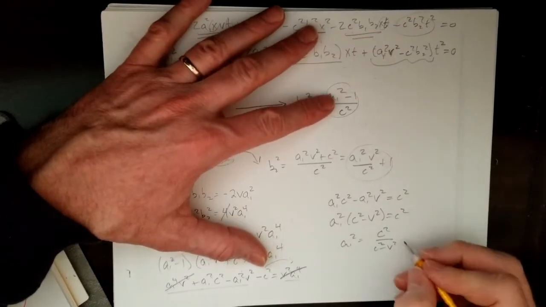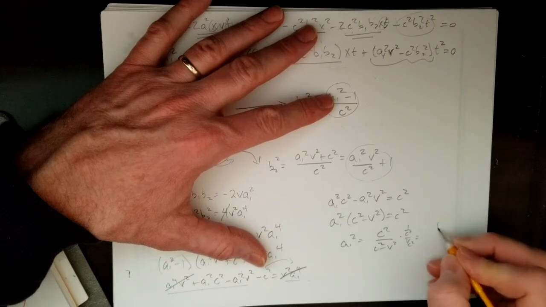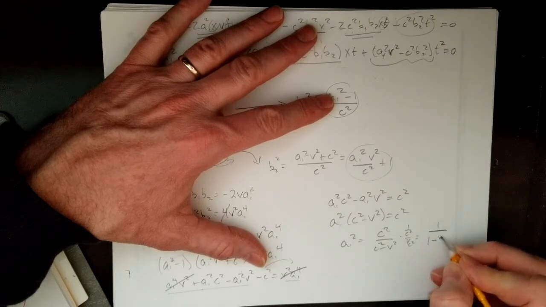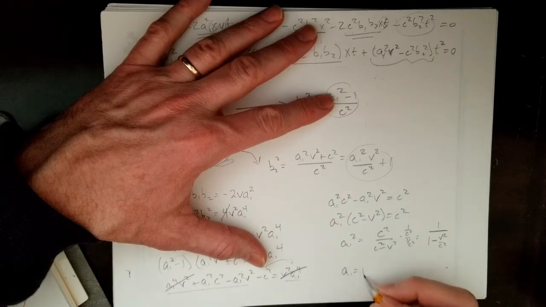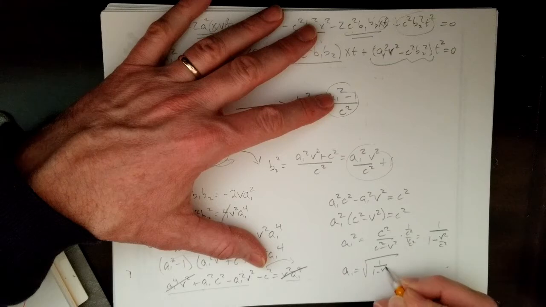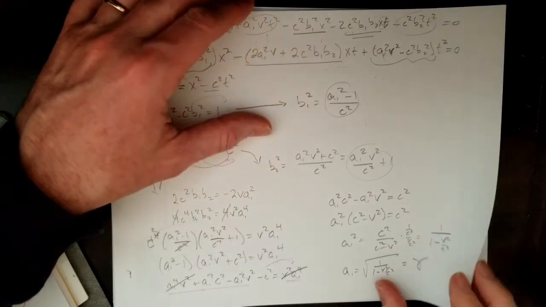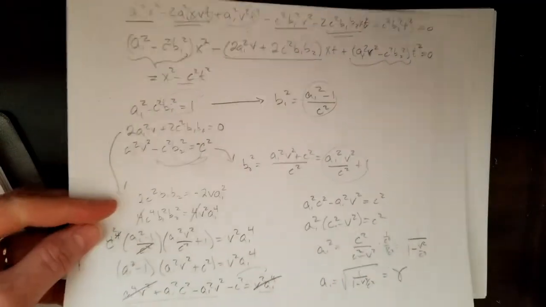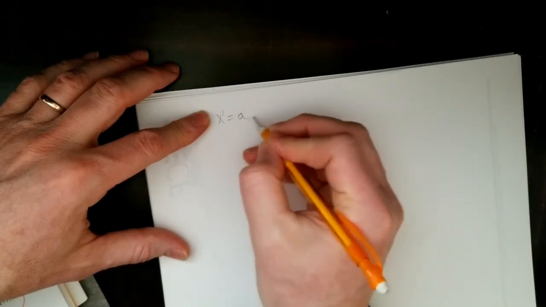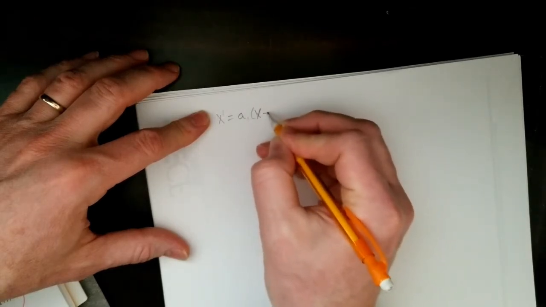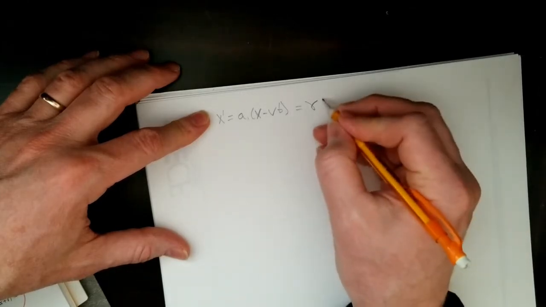Putting that in a more traditional form, we'll multiply top and bottom by 1 over c squared. And I'm left with 1 over 1 minus v squared over c squared. Therefore, a1 is equal to the square root of 1 over 1 minus v squared over c squared, which, if you recall, is gamma. So our first Lorentz transformation, we had x prime is equal to a1 x minus vt, and we now have a1 is equal to gamma, the Lorentz transformation factor.